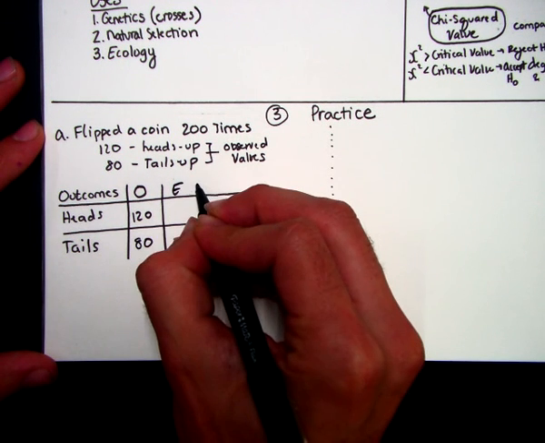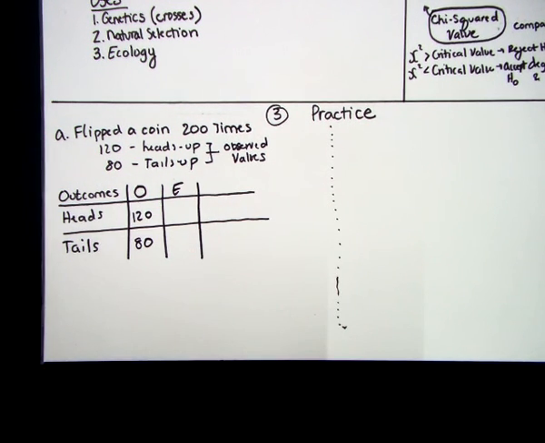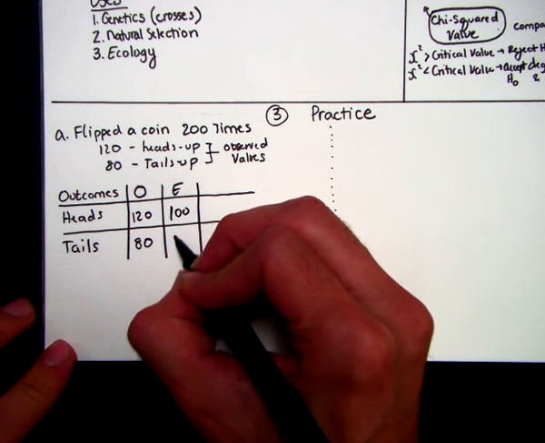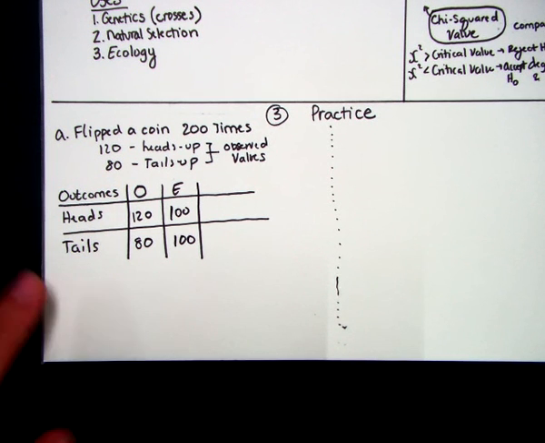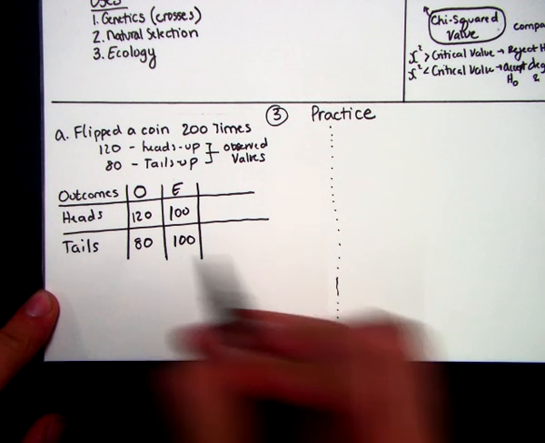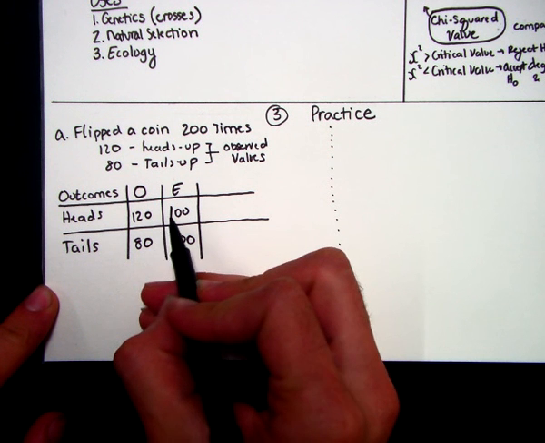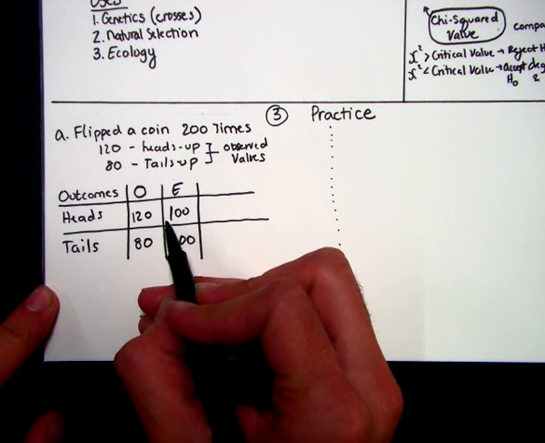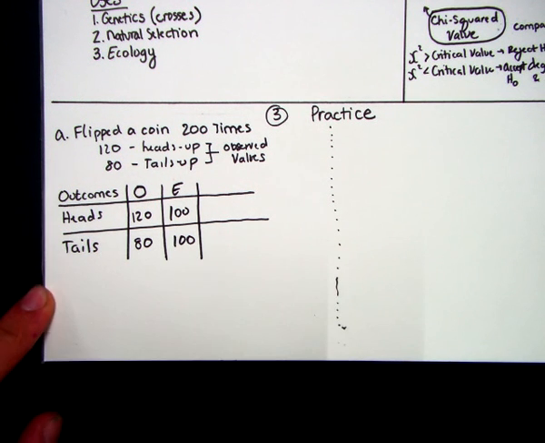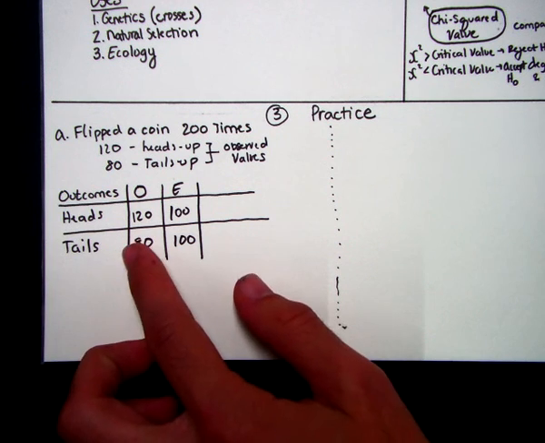Our expected values. What would be our expected values for this scenario? What do you think, Lindsay? Yeah, it should be 100 and 100, right? Assuming a 50-50 chance, should be 100 and 100. So what we want to know is whether or not the differences between the observed and the expected here are just due to random chance or if it's statistically significant, right?